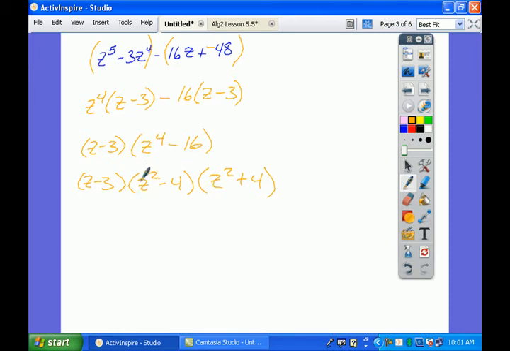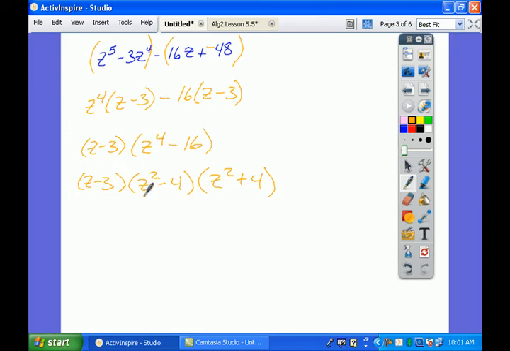Well, again, this is a difference of squares. Z squared times z squared is z to the fourth. Middle term should drop out. And then minus 4 times 4 is negative 16. Negative 4 times positive 4, negative 16. Okay?